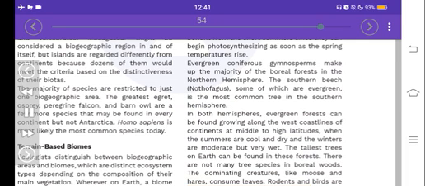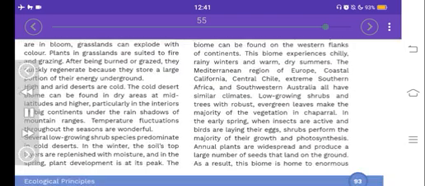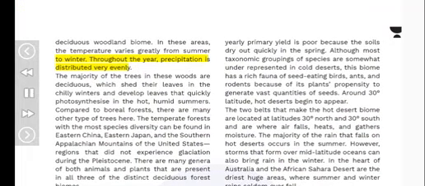Eastern North America, Eastern Asia, and Europe are all home to the temperate deciduous woodland biome. In these areas, the temperature varies greatly from summer to winter. Throughout the year, precipitation is distributed very evenly. The majority of the trees in these woods are deciduous, which shed their leaves in the chilly winters and develop leaves that quickly photosynthesize in the hot, humid summers. Compared to boreal forests, there are many other types of trees here.